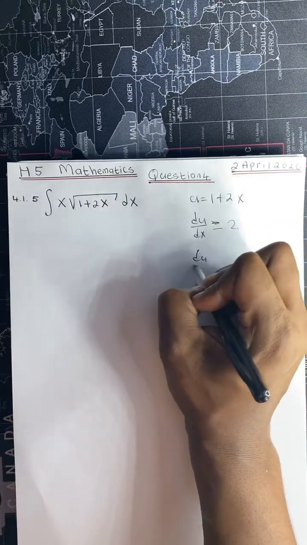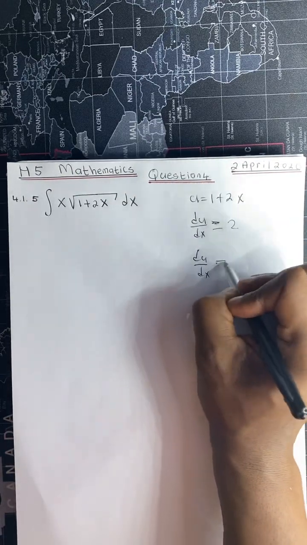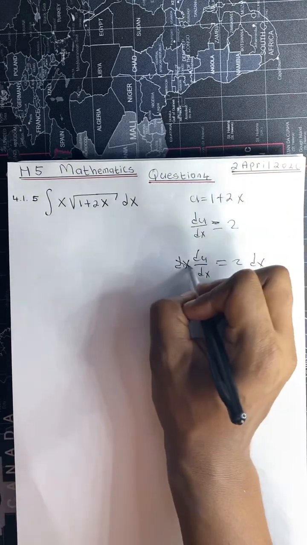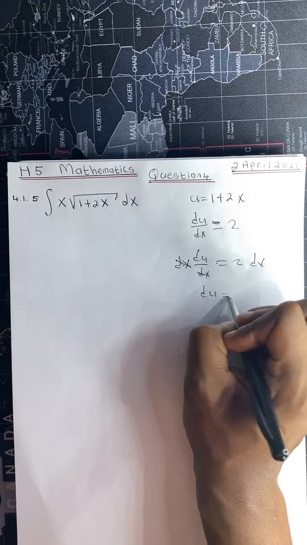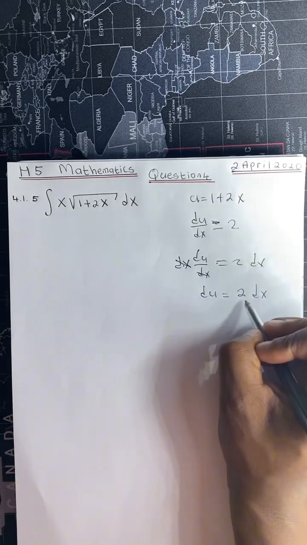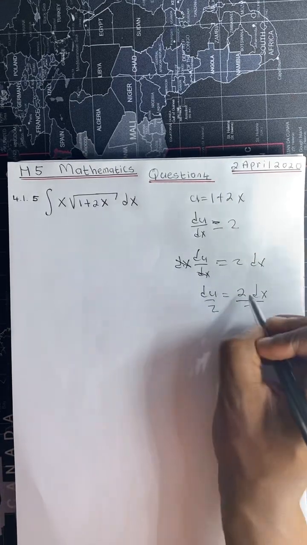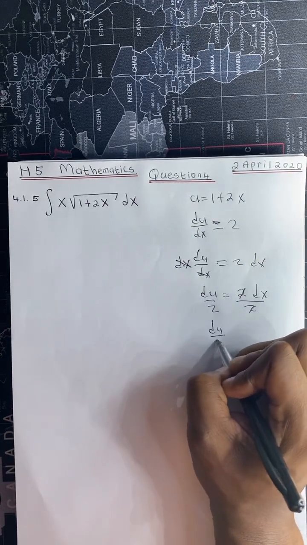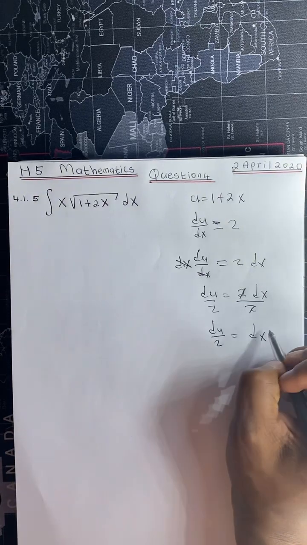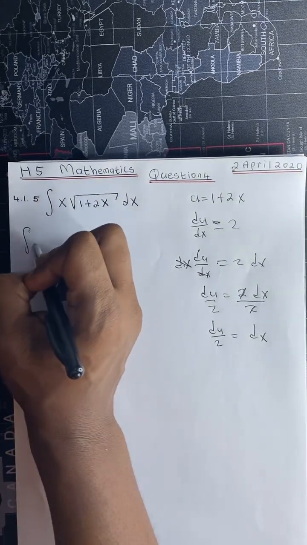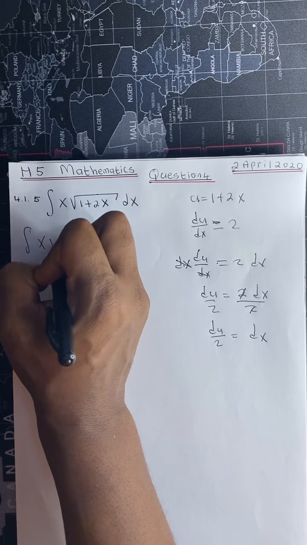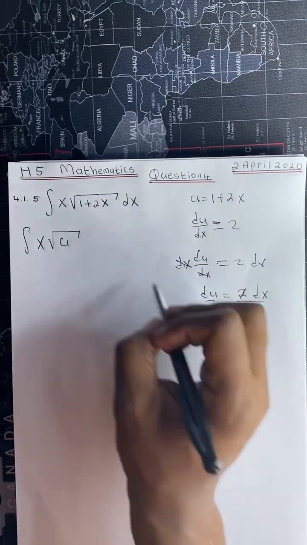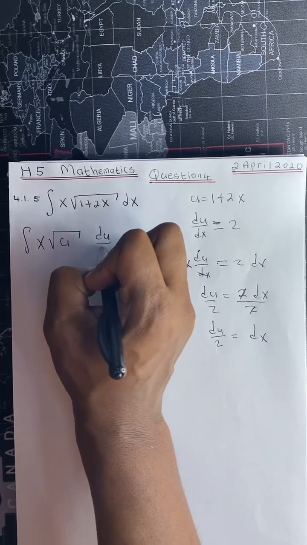From here, we multiply both sides of the equation by dx. That dx will cancel out with that dx, and du will be equals to 2 dx. We divide both sides of the equation by 2, and dx will be equals to du over 2. So in the place of the 1 plus 2x, we substitute u, and in the place of dx, we substitute du over 2.